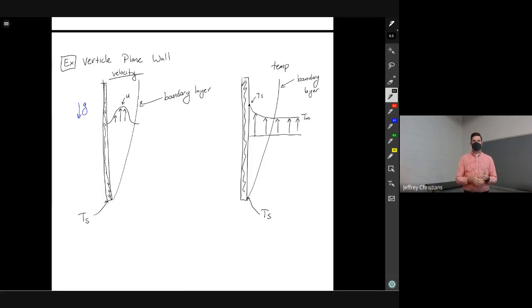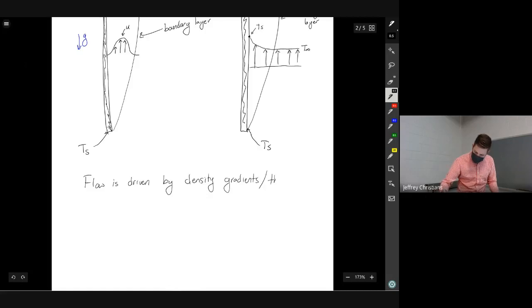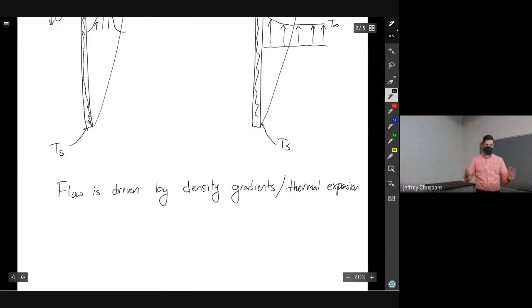We have a lot of buoyant forces near the wall because the density is going to be low where we're hottest. Far away from the wall, we have less of that. So we can't just take into account the Reynolds number and Prandtl number. We're going to have some added complication related to what's happening to density. So for this, our flow is driven by density gradients or thermal expansion. It might be reasonable to expect there's going to have to be some non-dimensional quantity related to thermal expansion and density.